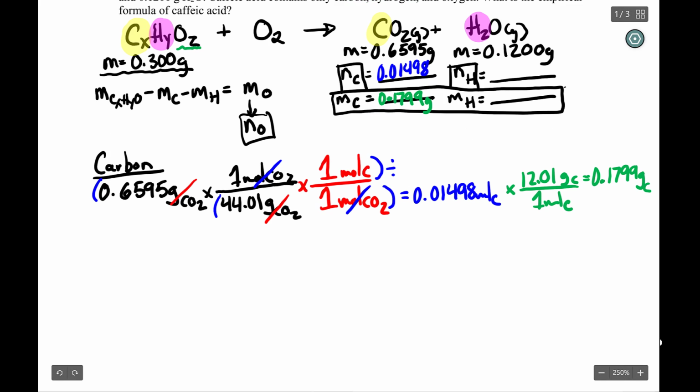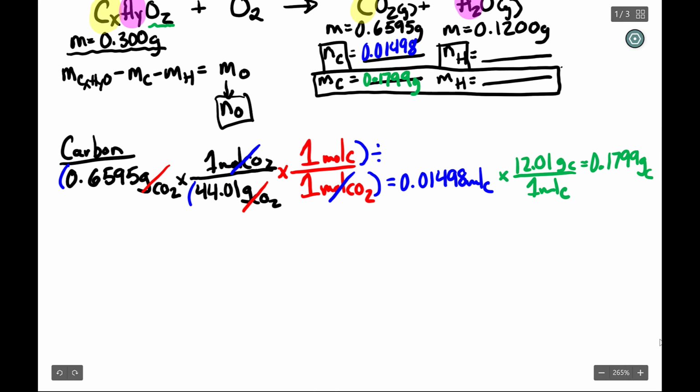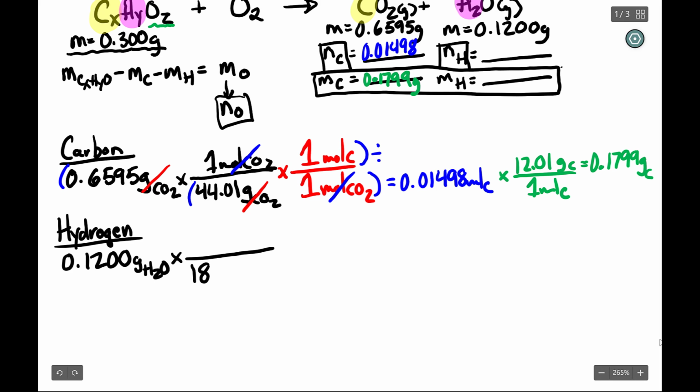All right, we now need to do the exact same thing for hydrogen using water. So for hydrogen, we have 0.1200 grams of water. I need to turn this into moles of water using molar mass. There's 18.02 grams of water for every 1 mole of water. The grams cancel. I'm left with moles of water.